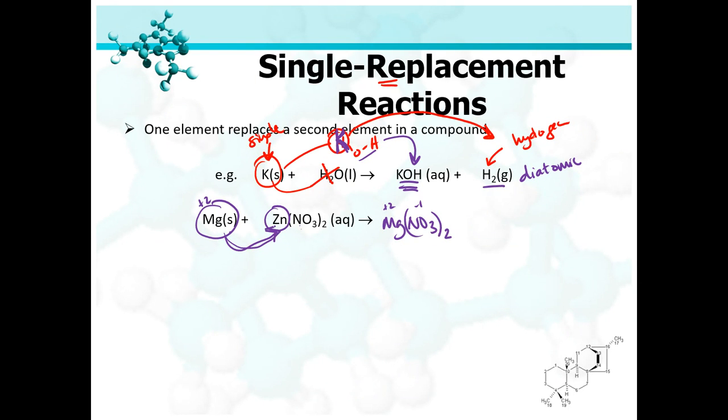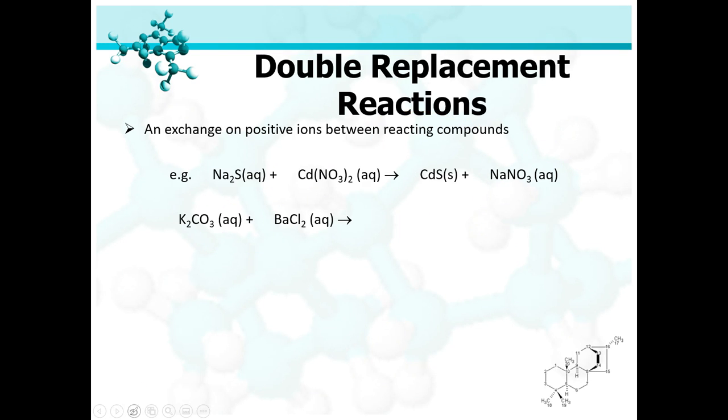When magnesium knocks zinc off of nitrate, we now have zinc metal by itself. So this is single replacement. Magnesium used to be single, now zinc is single. Zinc used to be on nitrate, magnesium replaced the zinc, now magnesium is on the nitrate. Single replacement.